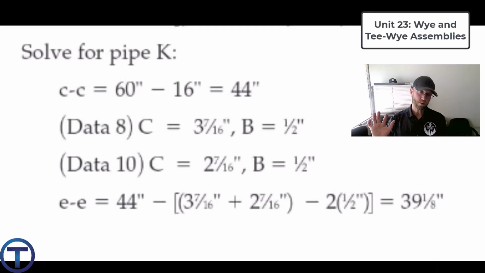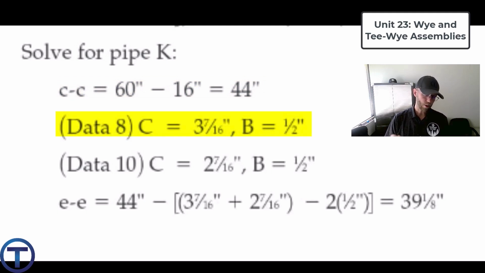Moving on to the end-to-end measurement for K, we figured that for center to center, we took 60 and subtracted 16. What we knew was that section for J, and we got 44. So K equals 44 center to center. We're going to go back to our data table number 8 in the back of the book.